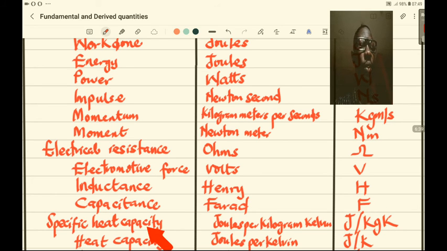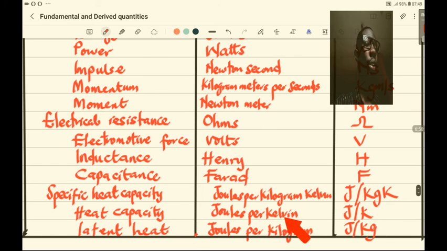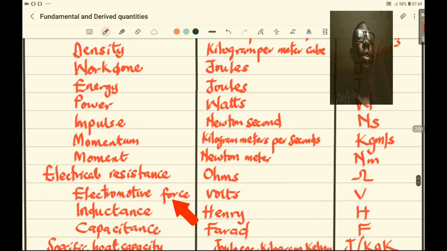Then specific heat capacity, which is joules per kilogram Kelvin. The unit for heat capacity is joules per Kelvin, J per K. Then latent heat, joules per kilogram. So all these are derived quantities with their units.